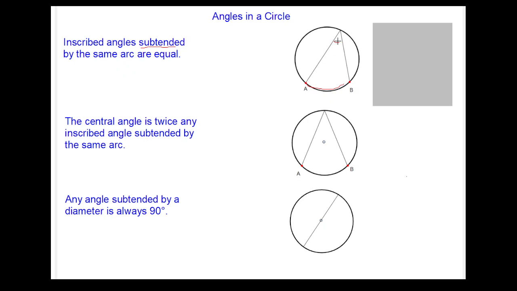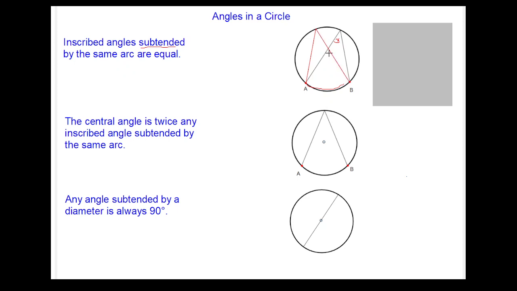So here's an angle right here. I'll call it x for now. An angle x that's subtended by the arc AB. And what this property says is that we can draw any number of angles subtended by that same arc. So let's create an angle that again goes from A to the circumference of the circle and then back to B.